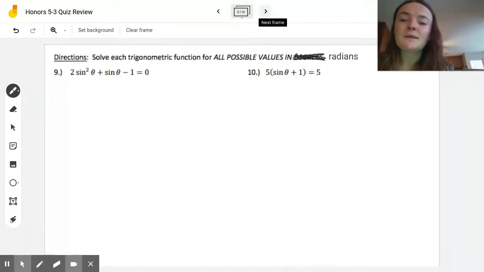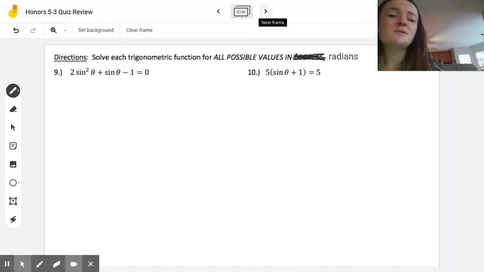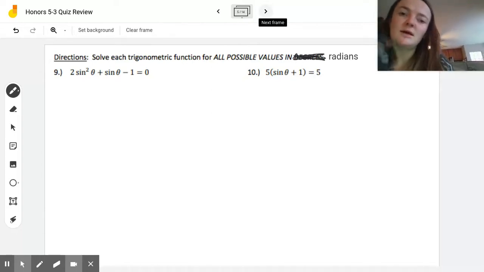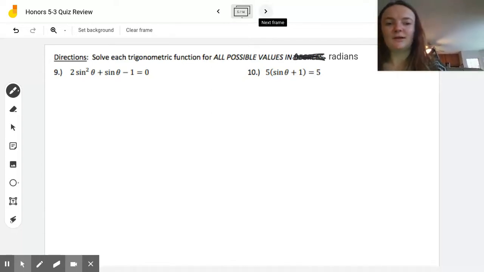All right, next one. I just want to solve for all possible values in radians. Actually, for all of these, I would prefer radians. I know that first question had degrees. I actually meant to correct that. I just forgot about it.